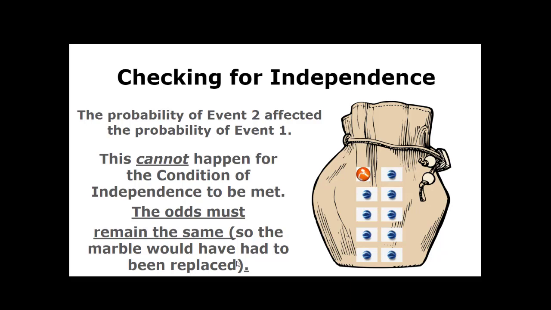In order for the condition of independence to be met in the central limit theorem, this cannot happen. The odds have to remain the same for each draw, so the marble would have had to have been replaced for each one of the draws.